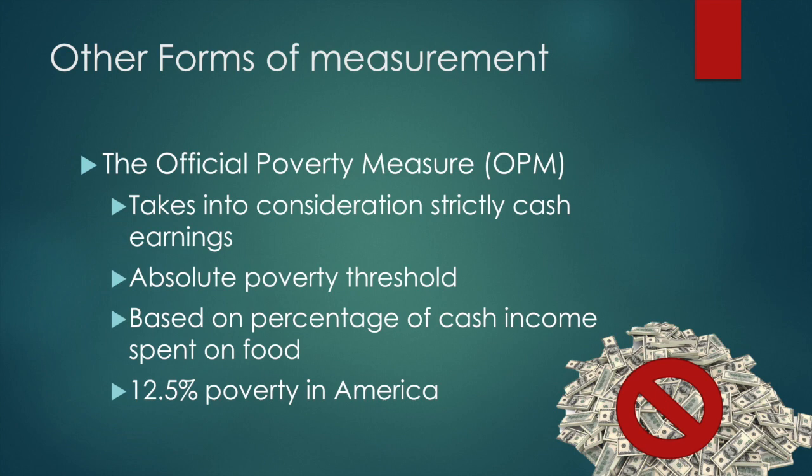The OPM does not take into consideration any in-kind benefits such as welfare that could increase an individual's income above the poverty threshold, showing that they're not actually in poverty. John Iceland brought up a 2000 Baltimore Sun story arguing that the OPM's lack of capability to change has caused the measurement to become outdated.